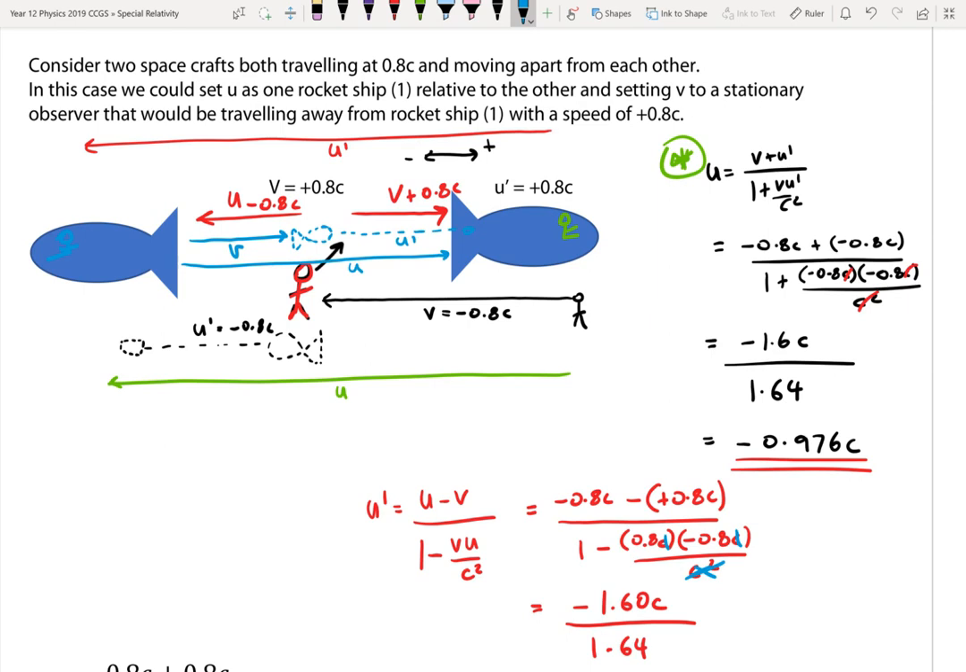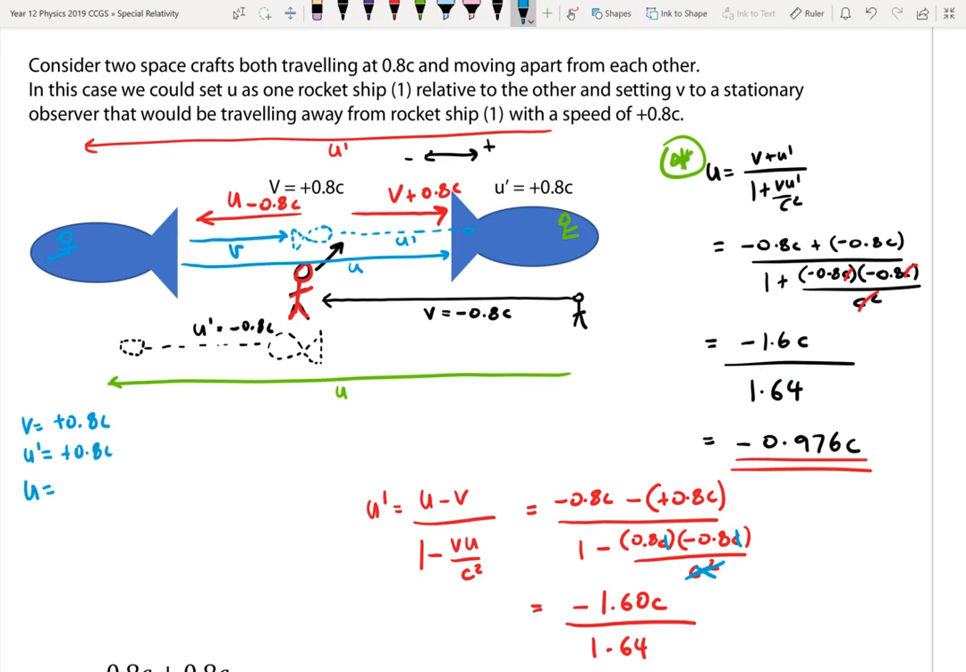Now for this, over here we started, on the right side everything was travelling left, and so we had negatives and negatives. On the left side everything's travelling right, so we're going to be dealing with positive land. Basically, we're going to get almost the same as that fraction, but there's going to be no negative signs in it. And we're going to end up with exactly the same value, or magnitude. So I'll just quickly write here V equals plus 0.8c. U prime is also plus 0.8c.